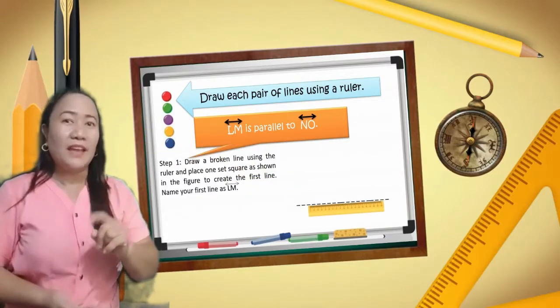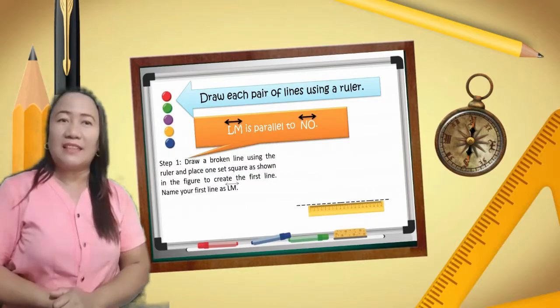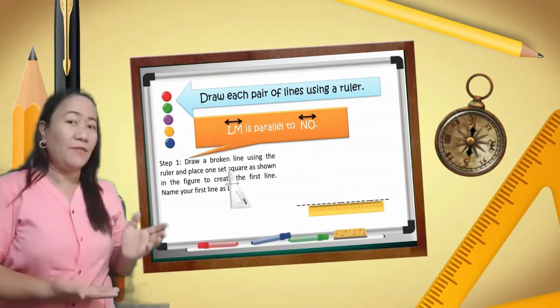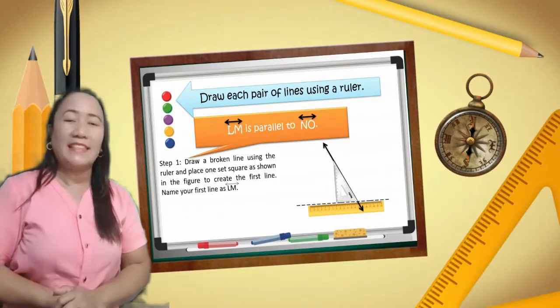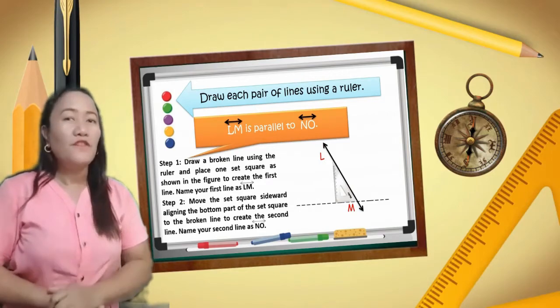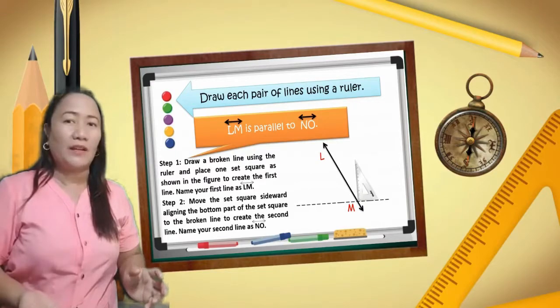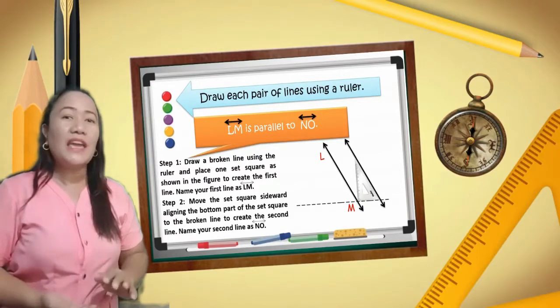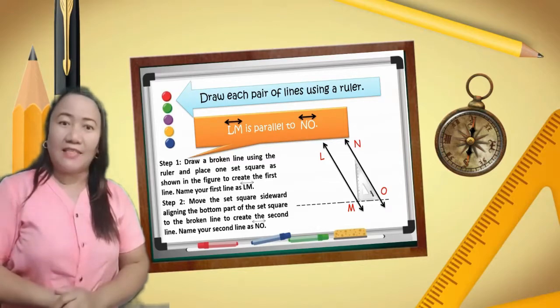Step 1. Draw a broken line using ruler and place one set square as shown in the figure to create the line, then name your first line as line LM. Then step 2, move your set square sideward, aligning the bottom part of the set square to the broken line to create the second line. Then name your second line as line NO.